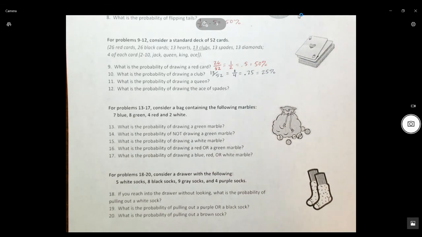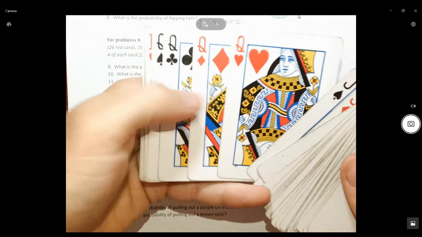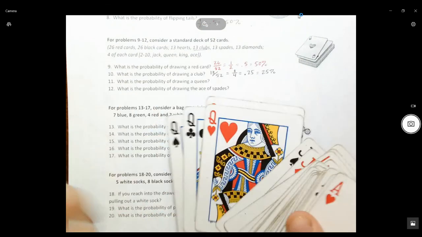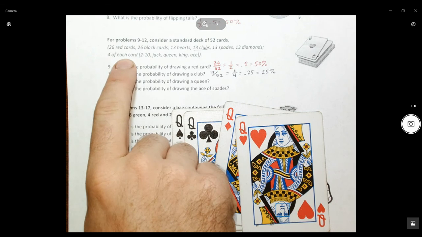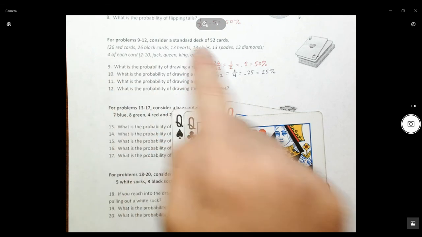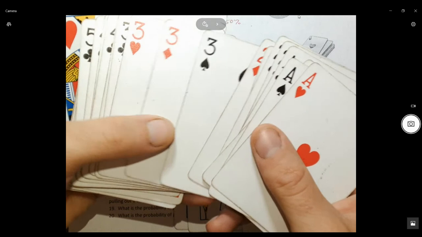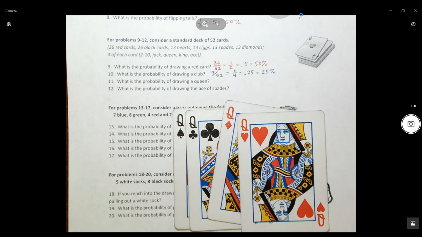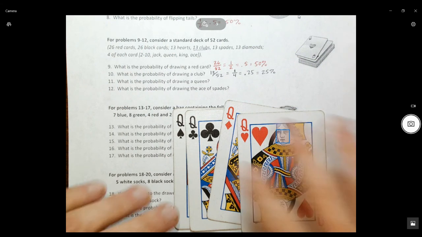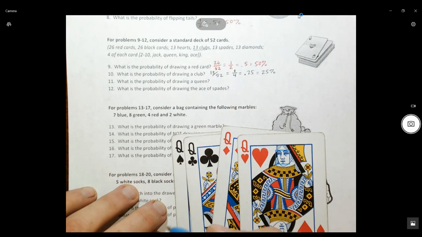Okay, next, what is the probability of drawing a queen? So queens are the cards, let's see. Queens are these cards. Okay, they're a specific type of card. And so if you look up at the description, it says there are 4 of each card or each type of card. So there are 4 of each type. So there are 4 aces, 4 2s, 4 3s, 4 4s, and so on and so forth. But there are 4 queens. All right. So there are 4 queens in this deck of 52.